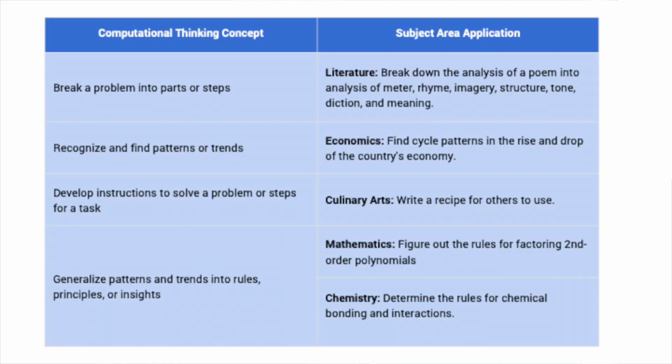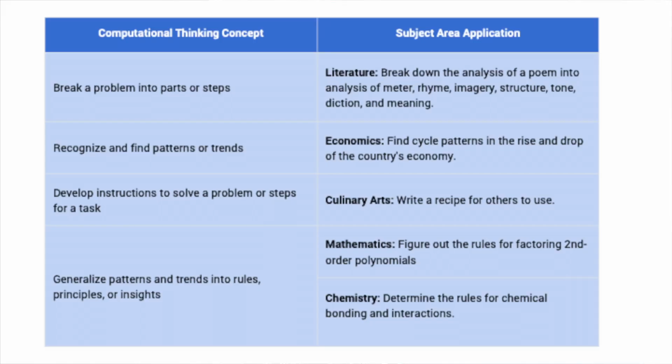So let's look at this with subjects, right? Because I know it's very abstract. So breaking a problem into smaller parts or steps, if we look at literature. With literature, it's breaking down the analysis of a poem into meter, into rhyme, into imagery, into structure, into tone, into diction, into meaning, right? These are things that we're already doing in schools. When you learn poetry, we're learning about these different pieces, but that's also computational thinking. That's a piece of it, breaking down a problem into smaller pieces.